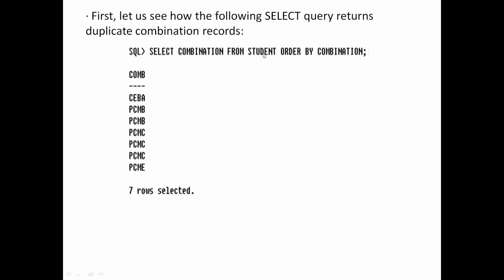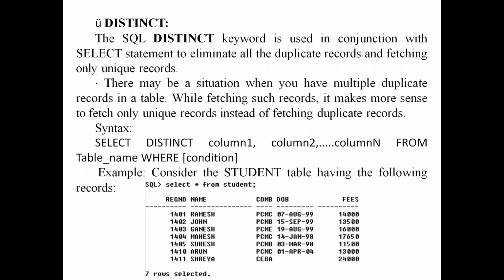Select combination from student. It means we want to fetch only one field's data, that is combination, from student, but the clause is added here. Condition, order by. Based on what? Based on combination. Combination should be in ascending order. That's why CEBA is the first combination you are getting. Right? CEBA. See here. If you observe in the first case, select star from student, CEBA is the last record, if you observe clearly.